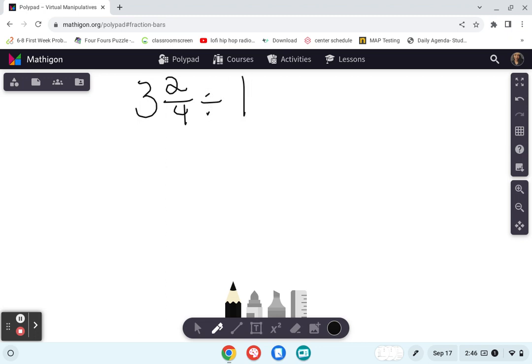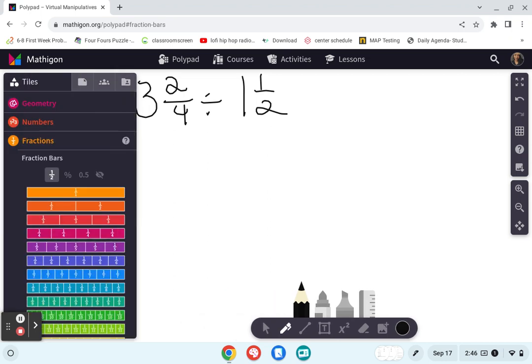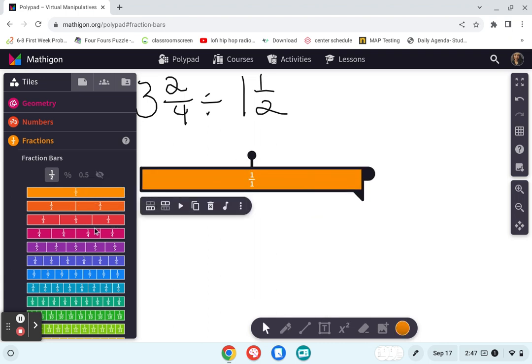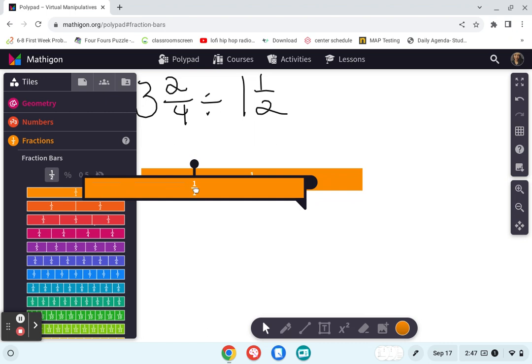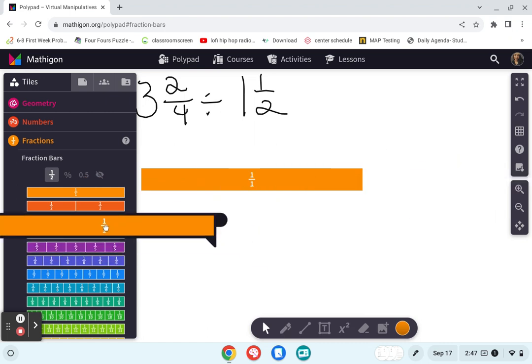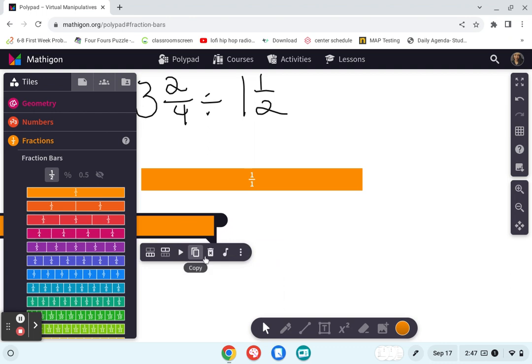by 1 1/2. Okay. What I want to know is how many 1 1/2s can I find in 3 2/4? Now, for those of y'all who were loving the models, you could actually use fraction bars, right? So we could literally build out 3 if we wanted to, right? We could stretch this all the way out.